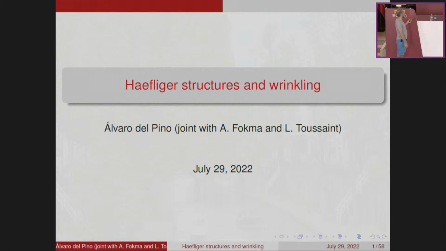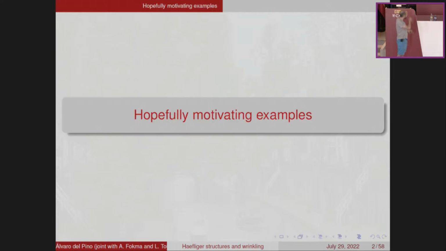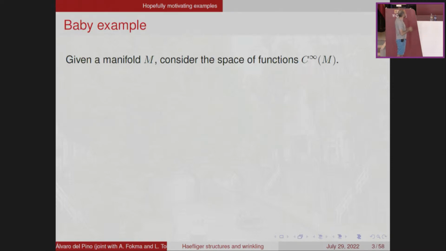So what I want to do, maybe foliations with transverse geometry need no introduction because you all love them, but I want to do a little baby example that I think is pretty cute and kind of motivates the questions that I like. So what is the baby example? I fix a manifold M, and I'm going to be looking at functions on M. And I'm going to ask myself, can I classify the functions on M?